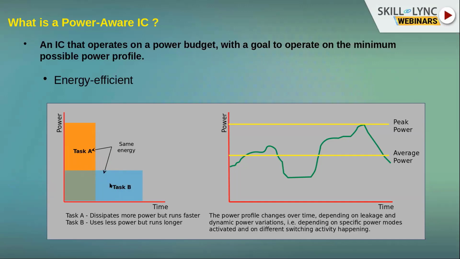Let's say the supply for both tasks is coming from a battery with a constant energy stored in it. In task A, it consumes more power because it runs faster. The same energy is being used by task B, but we can say that it uses lesser power because it consumes the same energy at a lesser rate.